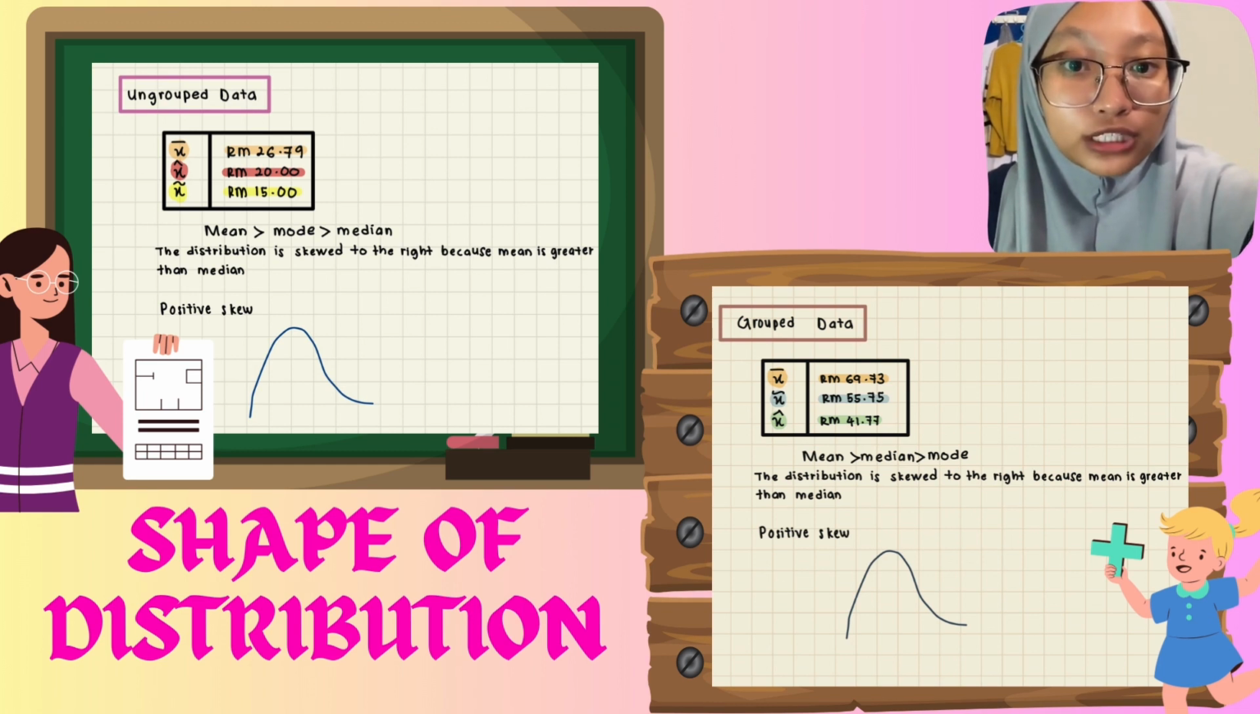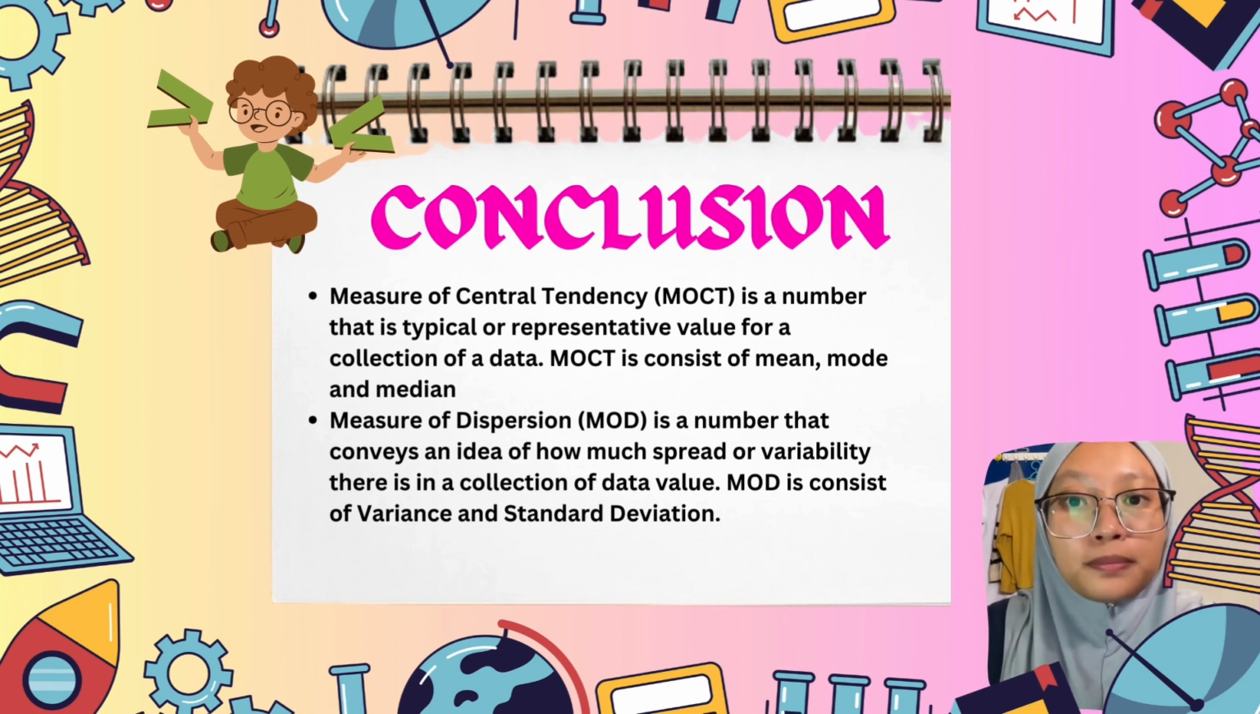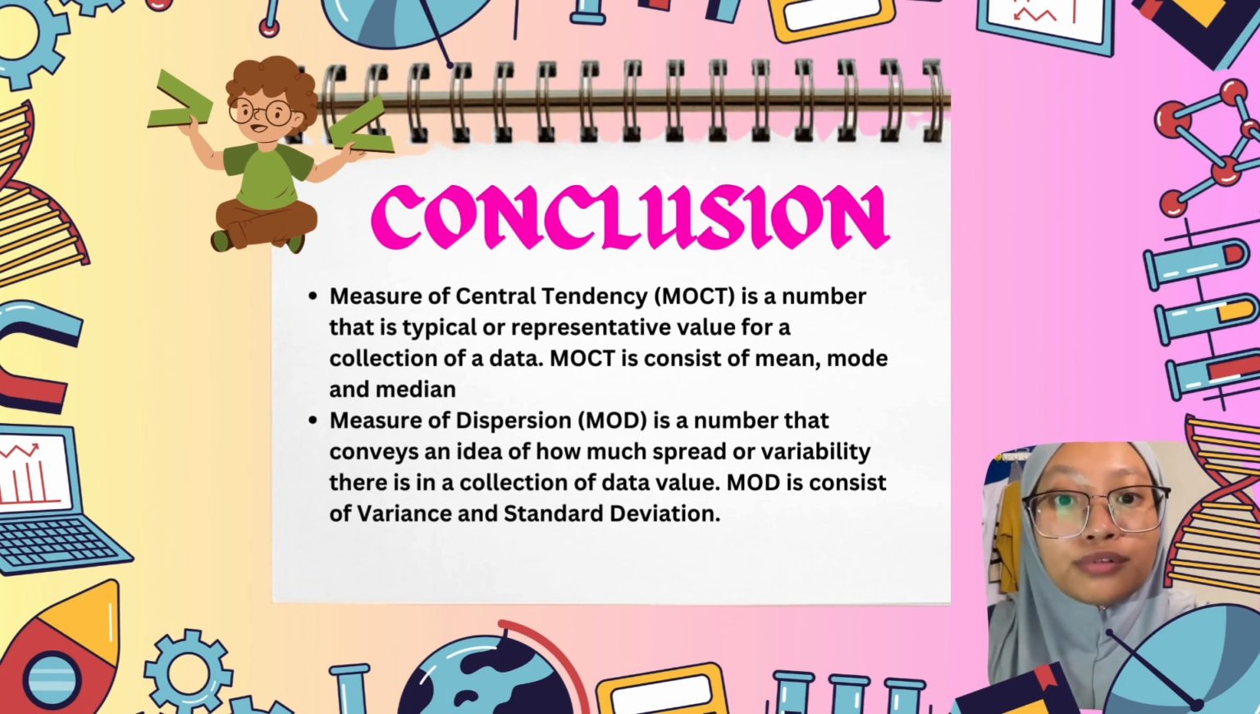This is the shape of distribution that we got from the ungrouped data and the grouped data from the survey that we obtained. So in conclusion, measure of central tendency, MOCT, is a number that is a typical or representative value for a collection of data. MOCT consists of mean, mode, and median, where mean is the average of data values, mode is the value that occurs the most or has the highest frequency, and median is the middle value in a ranked list where data must be in ascending order.